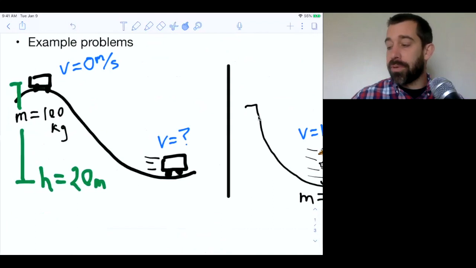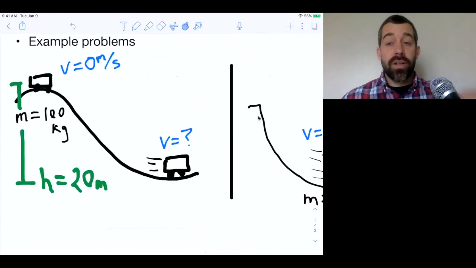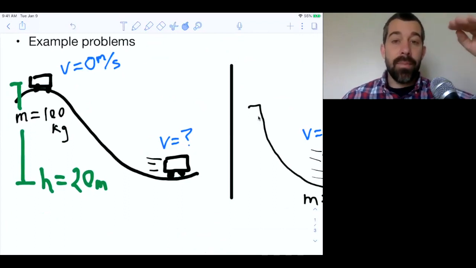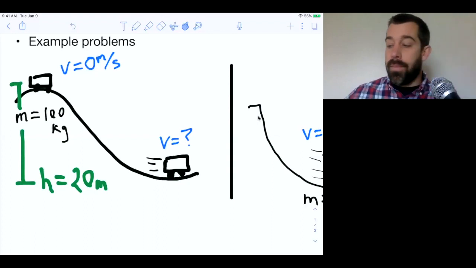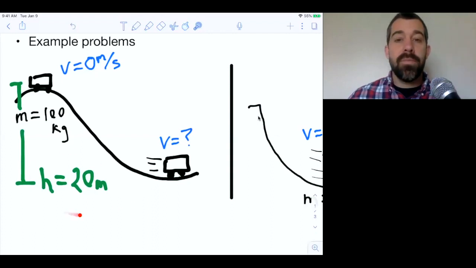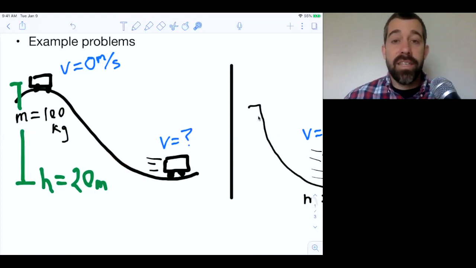We're going to be looking at 3 example problems today. One is a cart or a roller coaster that is starting at rest from the very top of the highest hill on the roller coaster and is going to roll down 20 meters to the bottom of the hill. And we're going to try to figure out what is its velocity at that bottom. The mass of this roller coaster is a completely too light 100 kilograms, but we're going to go with it anyway.